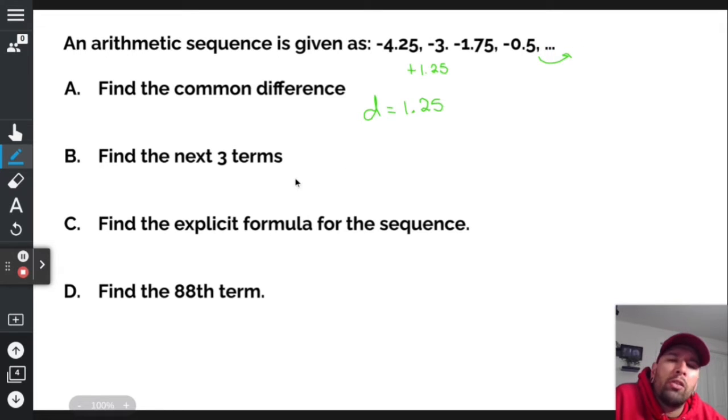So negative 5 plus 1.25 is going to be 0.75. And then add 1.25 to that is going to be 2. And then add 1.25 to that is going to be 3.25.